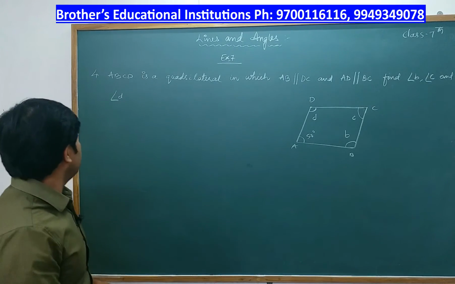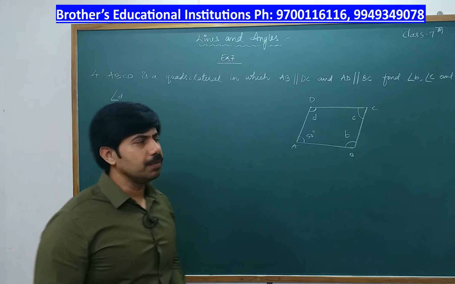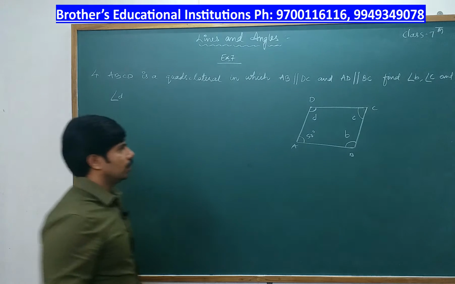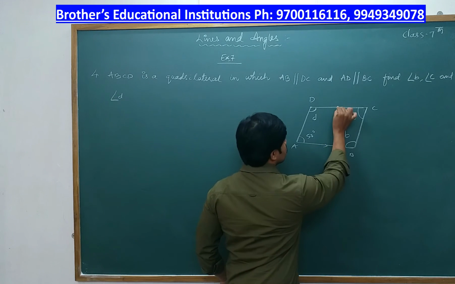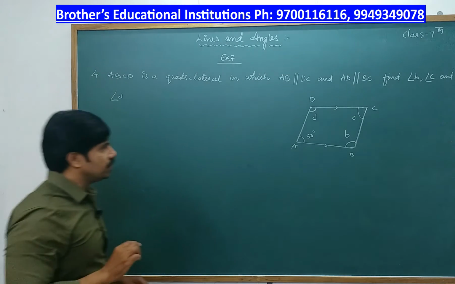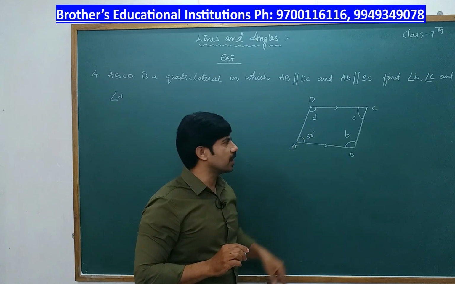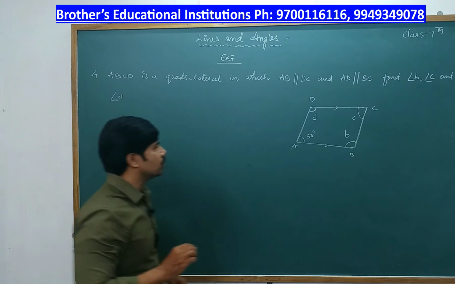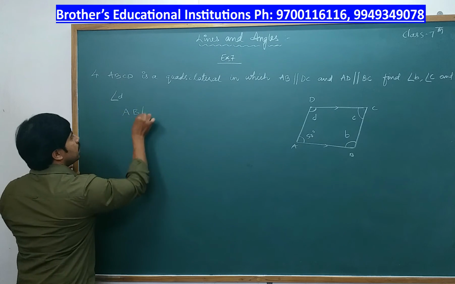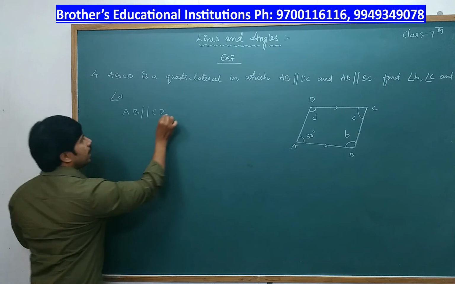Next problem. ABCD is a quadrilateral in which AB is parallel to DC and AD is parallel to BC. Find angle B and angle C. Angle B, angle C, angle D we have to find out. See, now AB is parallel to CD, right? Then we say the sum of the angles on the same side of a transversal is 180 degrees. So first we write, AB is parallel to CD, then AD is a transversal.